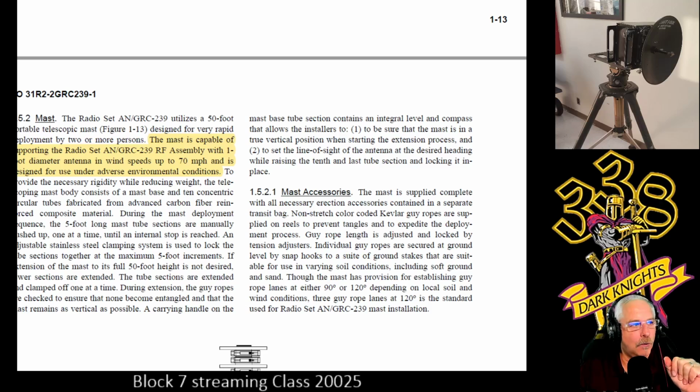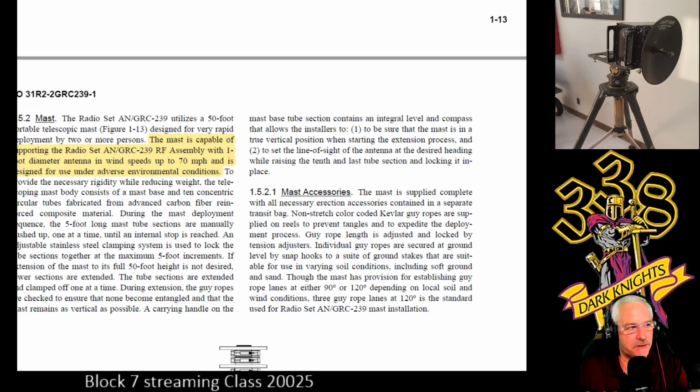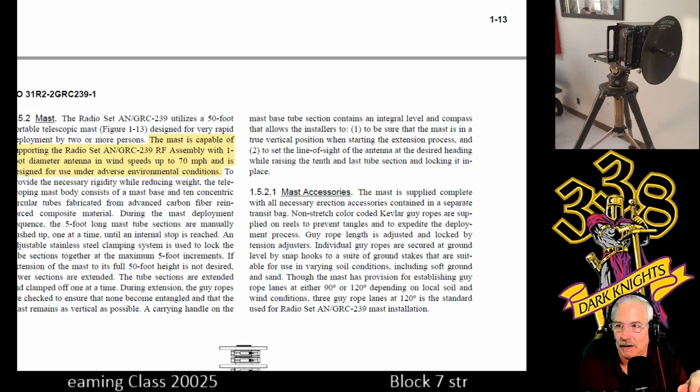I put on 1.5.2, which is a mast. You can see that the mast is capable of supporting the RF assembly with the 1 foot dish in high speeds up to 70 miles an hour. That's pretty wild for that.